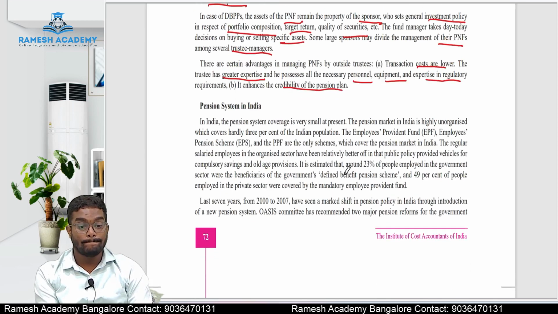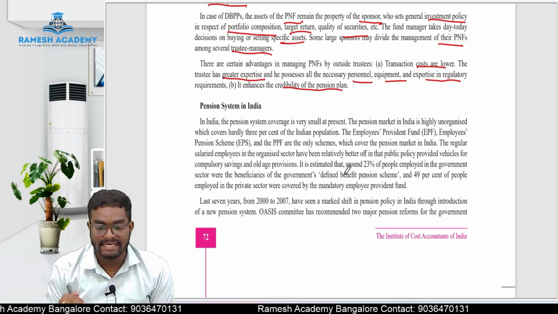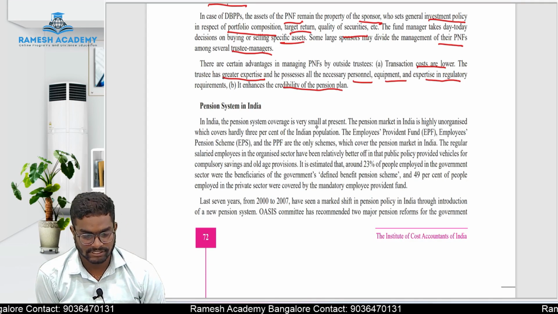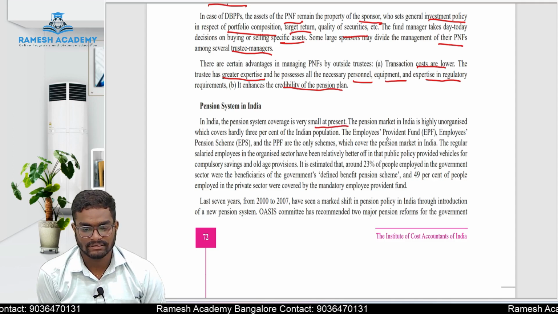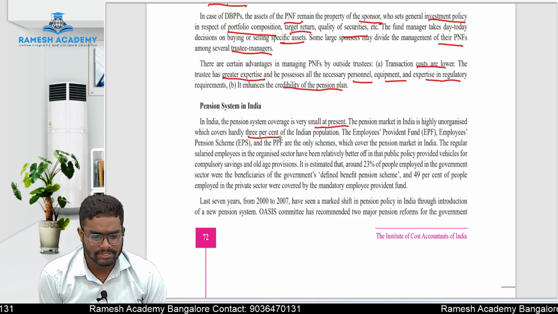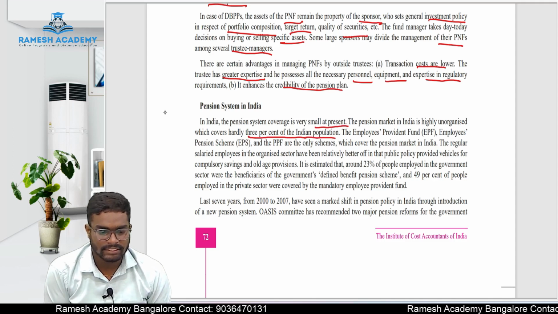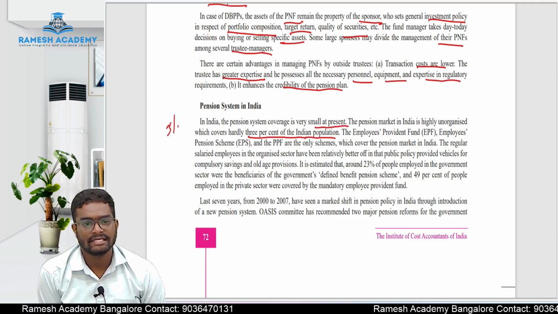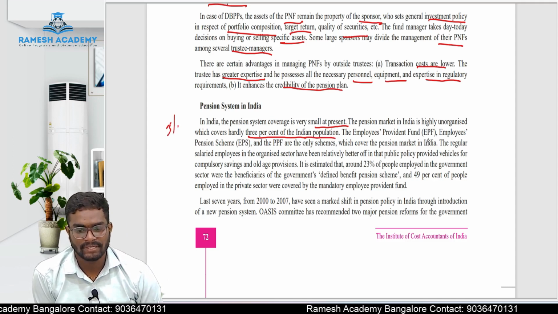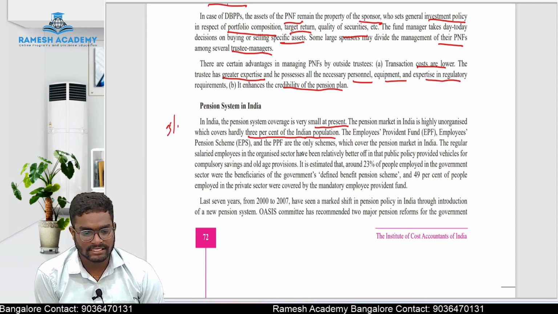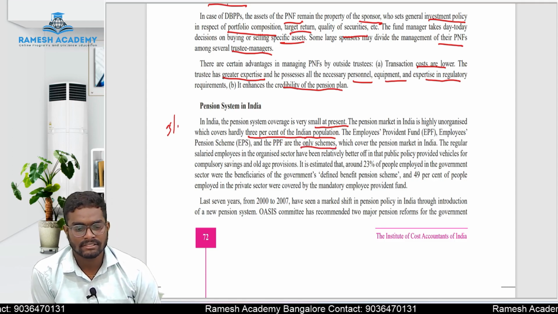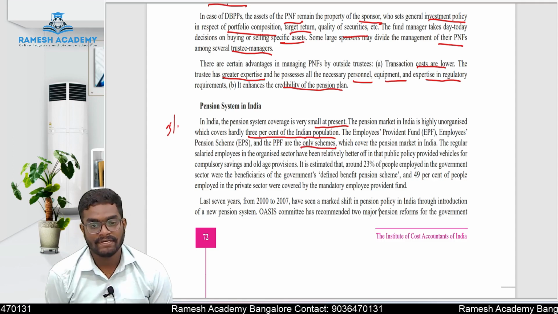Next we have, what is the pension system in India? In India, pension system coverage is very small at present. The pension market in India is highly unorganized, which covers hardly 3% of the Indian population. See, it is covering only 3%, which is very less when compared to the population. The Employee Provident Fund, the EPF, the Employee Pension Scheme and the PPF are the only schemes. See, in India we have only three: EPF, EPS and the PPF, Public Provident Fund.